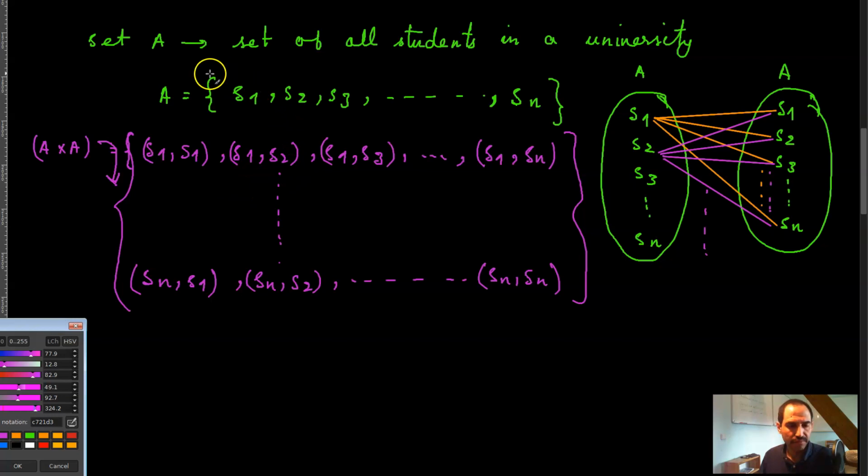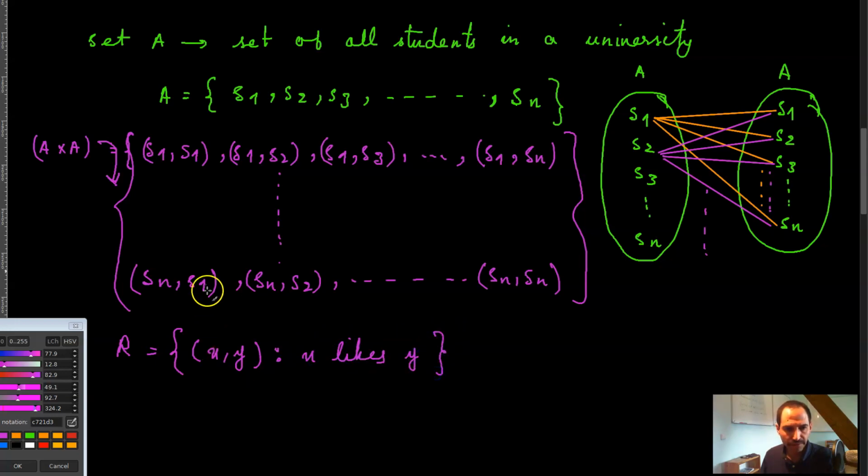Now I define some rule based on which some of the students of this group are going to be related to some of the students of this group, depending on that rule. For example, I'm going to say that R as a relation is equal to all the ordered pairs x comma y, such that, for example, in a university, x likes y.